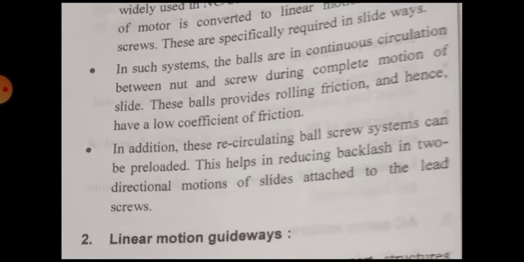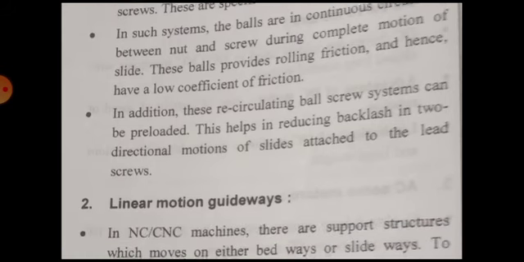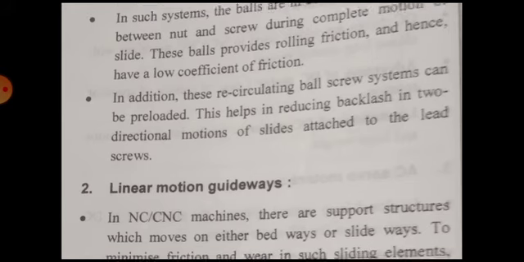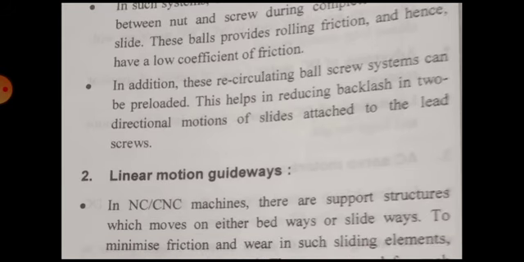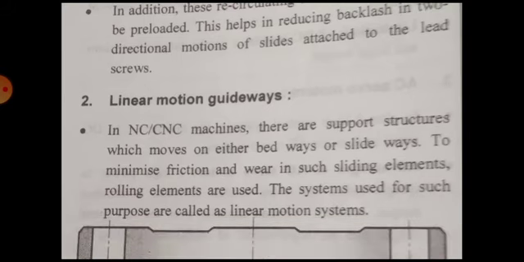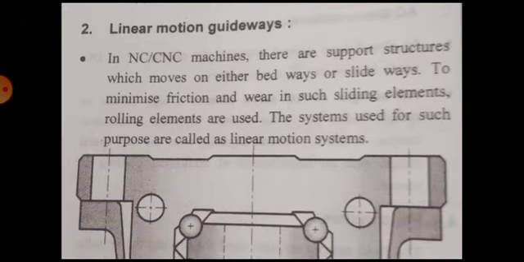In such a system, balls are in continuous circulation between nut and screw during complete motion of the slides. These balls provide rolling friction and hence have a low coefficient of friction. In addition, this recirculating ball screw system can be preloaded. This helps in reducing backlash in two directional motion of the slide attached to the lead screw.